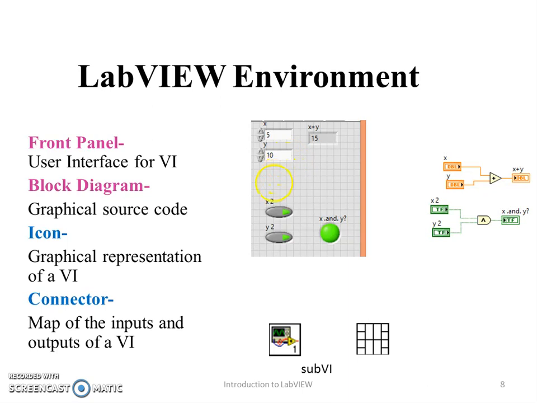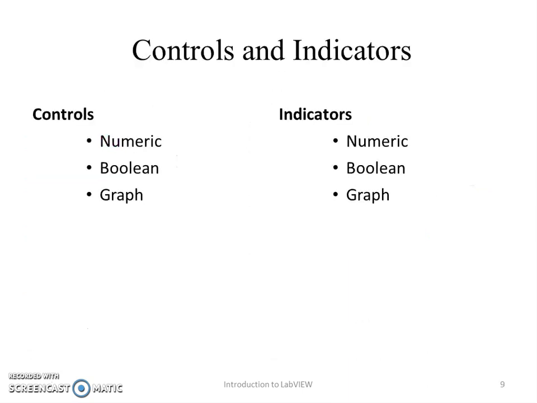The icon is the graphical representation of a VI and it is mainly used when you are working with subprograms or sub-VIs. Even the connector you will do at that time. So for the controls and indicators, you can have numeric control, Boolean control or graphical. Same way with numerical indicator, Boolean indicator, graphical indicator.